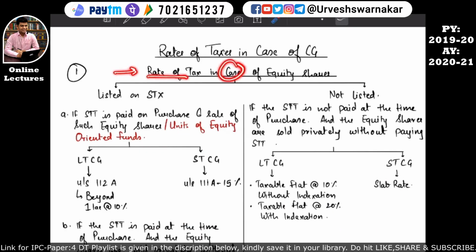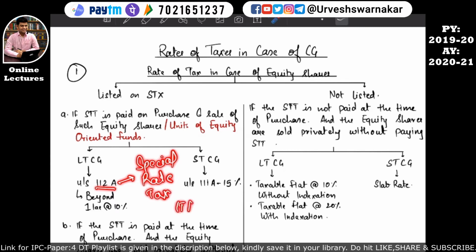So the rate of tax in case of an equity share, if such equity share is of a company which is listed on a stock exchange, will be calculated in this manner. If STT is paid on purchase as well as sale of such equity shares or unit of equity-oriented fund, and if such asset is a long-term capital asset, then long-term capital gain will be calculated and the tax will be calculated as per section 112A. So this is a special rate of tax given by the Income Tax Act under the head income from capital gain. I hope this is quite clear to you all.